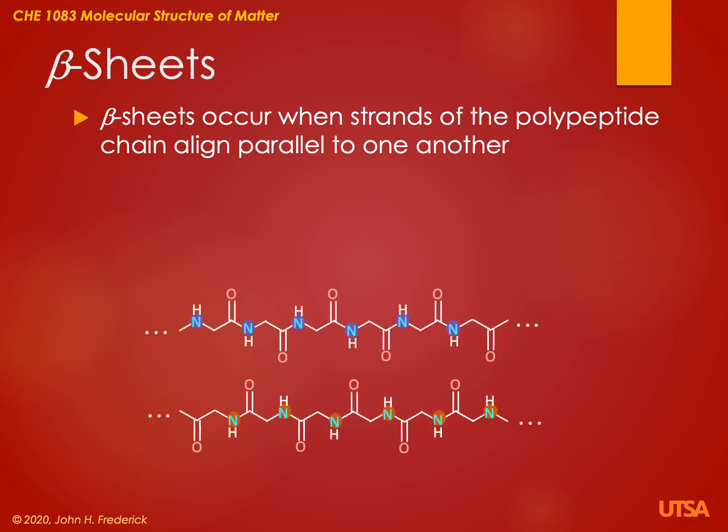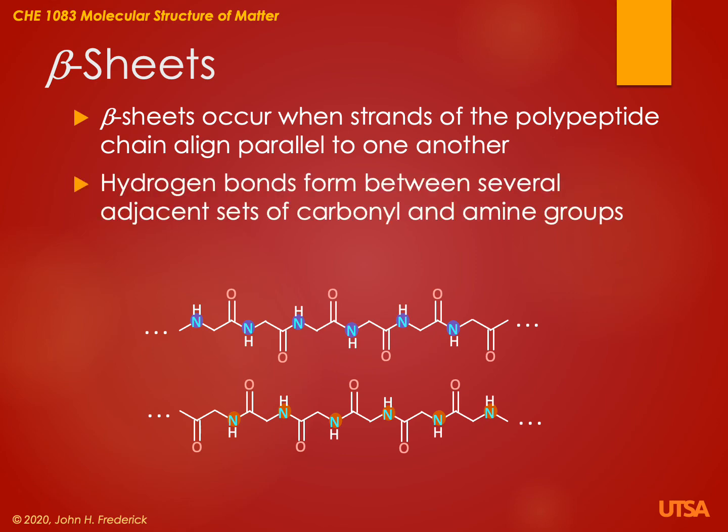These are two parts of the polypeptide chain, and they're aligning parallel, and in this case we can see that we have hydrogen bonds that are forming through several adjacent parts of the polypeptide chain. So this forms a pretty good connection and leads to some stability. It holds these parts of the protein's chain together.